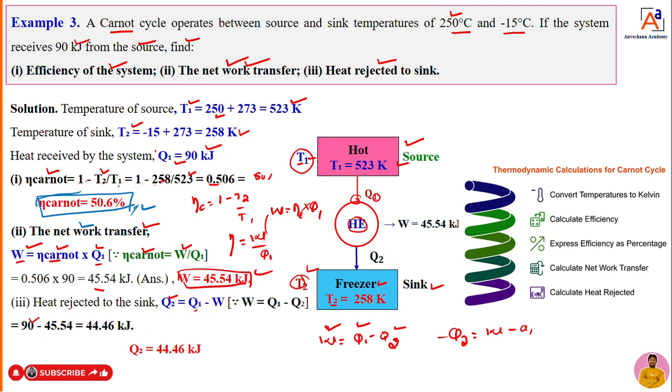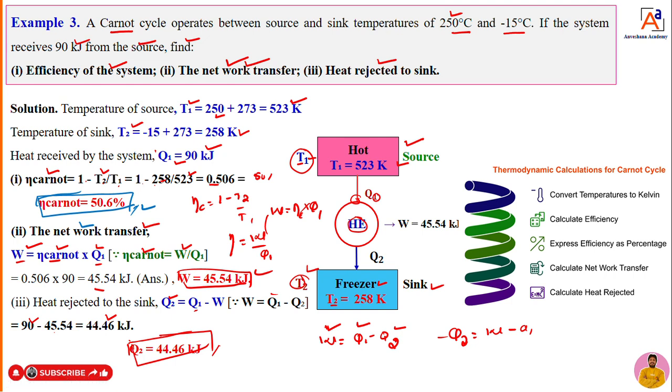So Q1 is equal to 90 kilojoules. Work done is 45.54. Then you are going to get 44.46. So Q2 is equal to Q1 minus W, with the help of this equation, 90 minus 45.54. Then I am going to get 44.46 kilojoules. So therefore heat rejected to the sink is 44.46 kilojoules, dear students. Okay, fine.